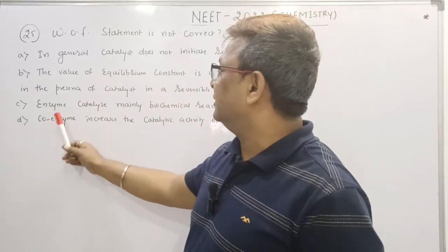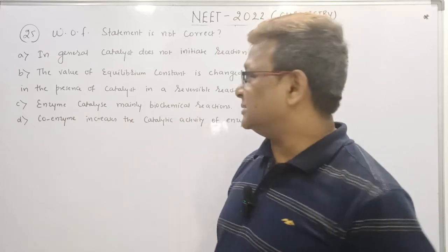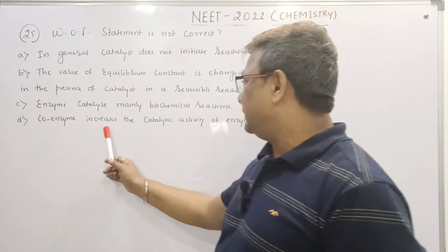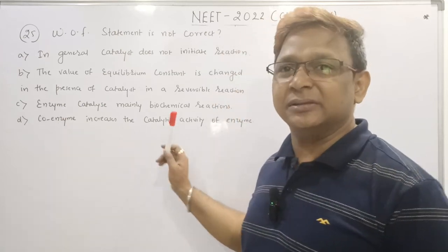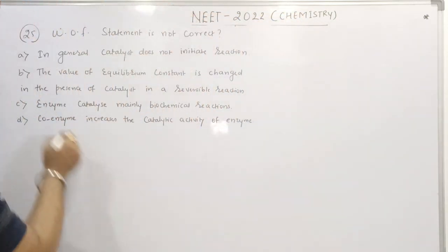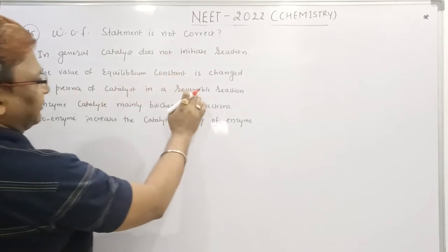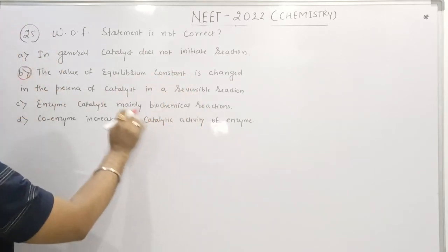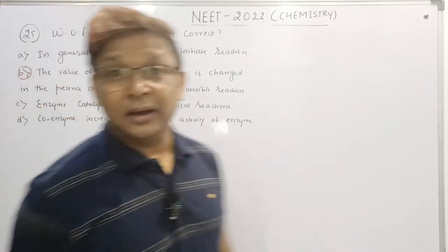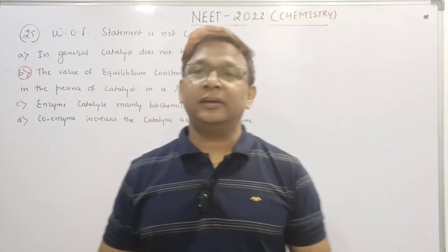Third one, check it. Enzymes catalyze mainly biochemical reactions. Coenzyme will increase the catalytic activity. Yes, this is also correct, an NCERT statement, so our option B is incorrect. Value of equilibrium constant changes in presence of a catalyst in a reversible reaction? No, it is not correct. The value of the equilibrium constant is unaltered, it does not change in presence of a catalyst in a reversible reaction.